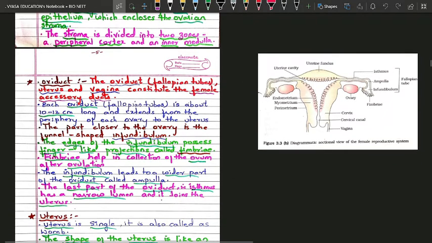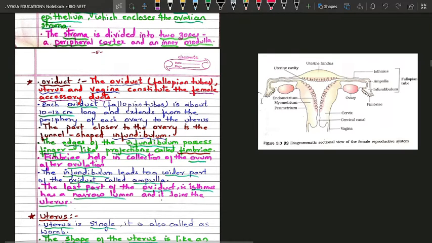Oviduct. Oviduct is nothing but the fallopian tube, this part from here to here. The oviduct, uterus and vagina constitute the female accessory ducts. So it comes under the female accessory ducts.